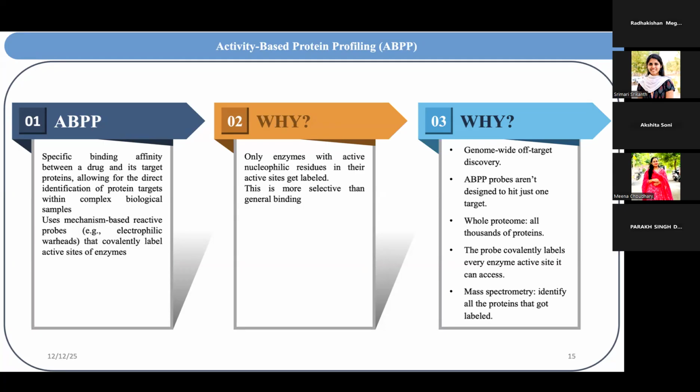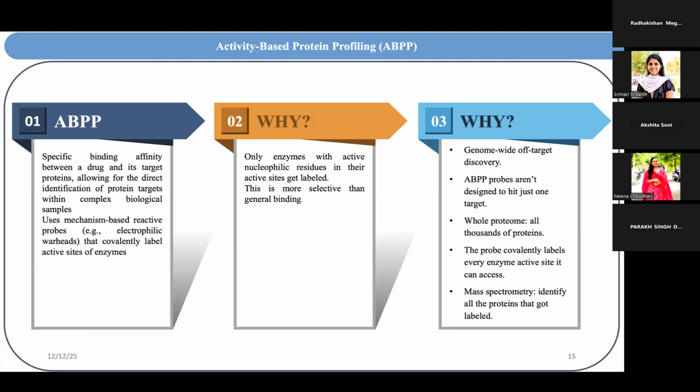So on the target specificity, only the enzymes with the active nucleophilic residues get labeled, and this is more than the general binding. And the next one is genome-wide off-target discovery. In ABPP, probes are not designed to hit just one target. So we use them on the whole proteome, all the proteins, which means thousands of proteins. There the probe covalently labels every enzyme's active site it can access.